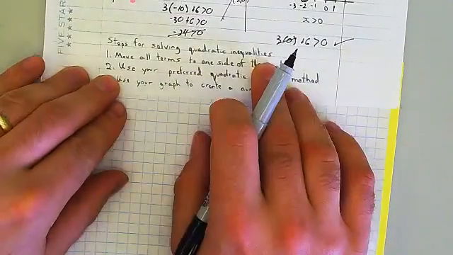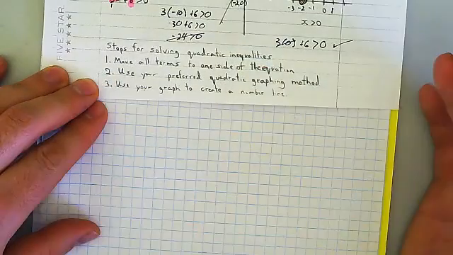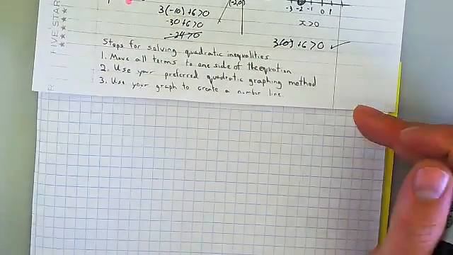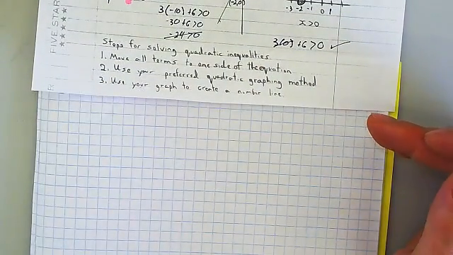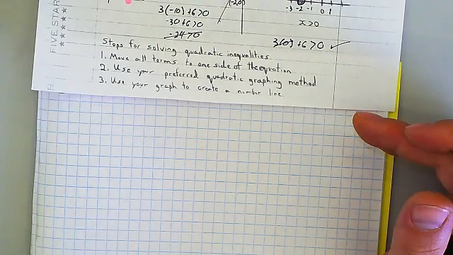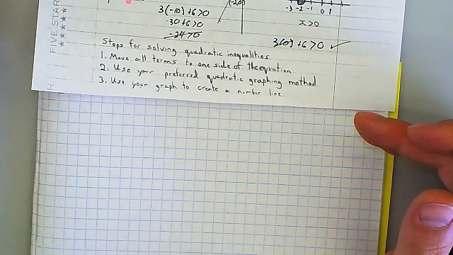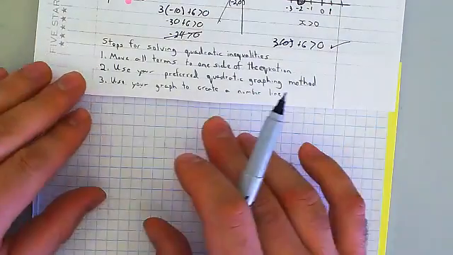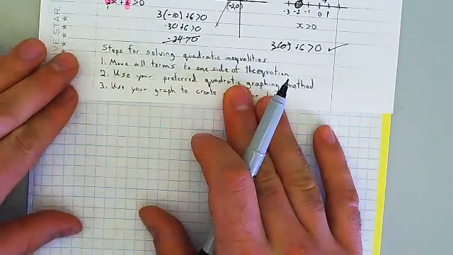As far as steps for solving the quadratic, okay, we're going to move all terms to one side of the equation. Using your preferred method for solving, we are then going to find your two zeros, and using the graph, we're then going to create our number line.